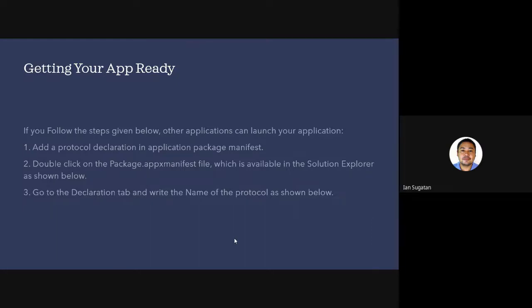So how are you going to get your app ready? If you follow the steps given below, other applications can launch your application. First, add a protocol declaration in the application package manifest. Number two, double click on the package.appxmanifest file, which is available in the Solution Explorer as shown below, or later on for our demo. And number three, go to the declaration tab and write the name of the protocol as shown.